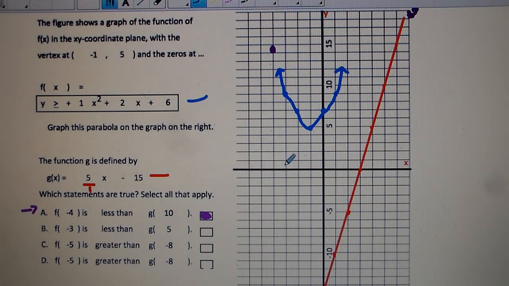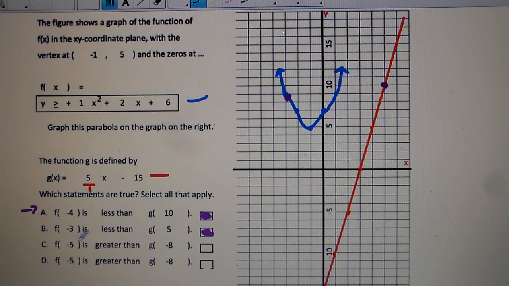f of negative 3 looks like it's around there. I'll erase the old purple points. So that purple point, f of negative 3, is that less than g of 5? So I'll go to the g, the red one, 1, 2, 3, 4, 5. Which one's a tough call? Is this purple one less on the y-axis than this guy? It looks like it is. So f of negative 3 is less than g of 5. So I'll bubble that in.